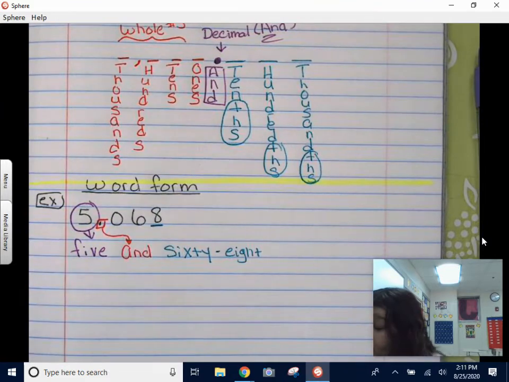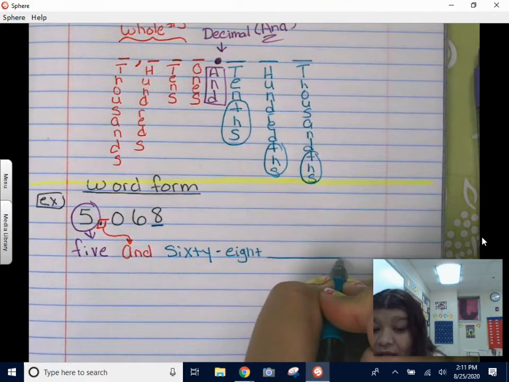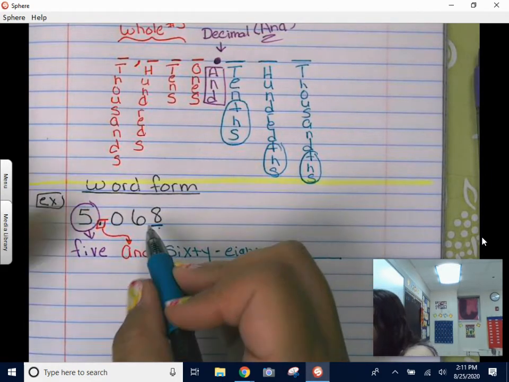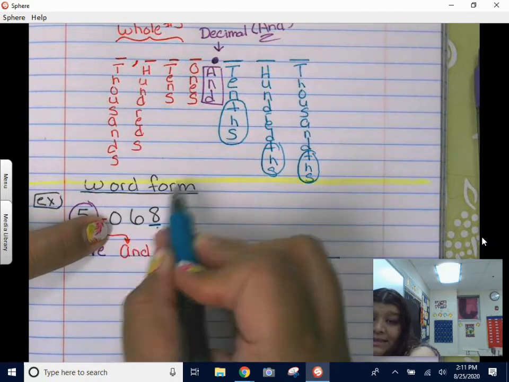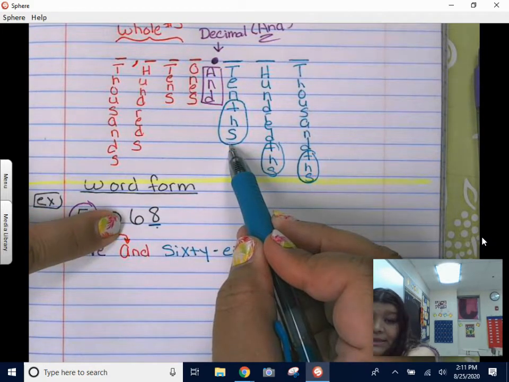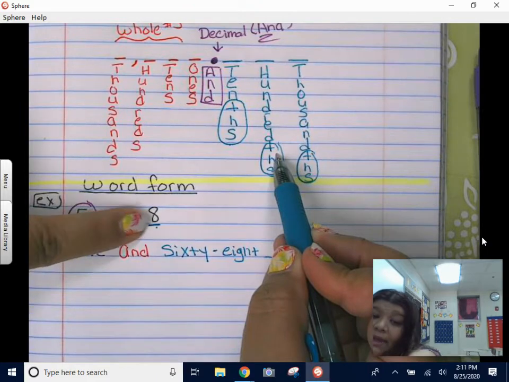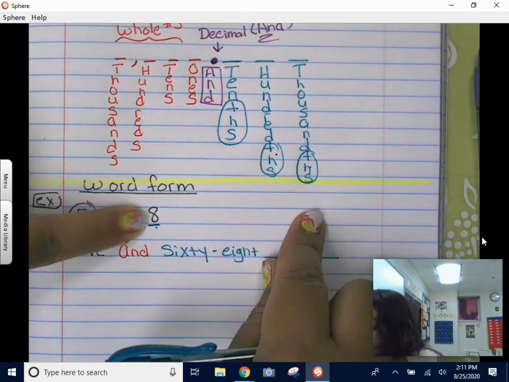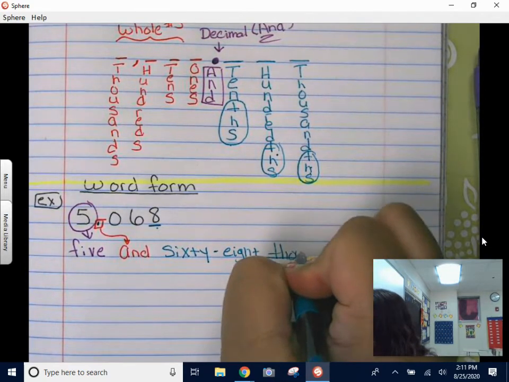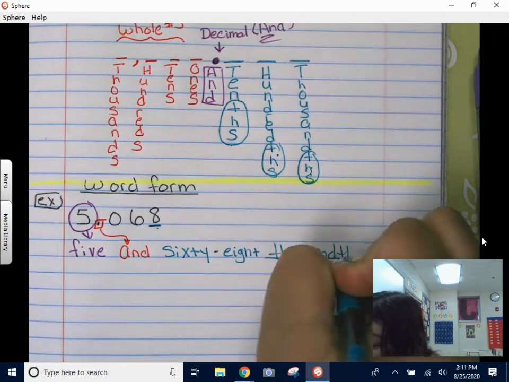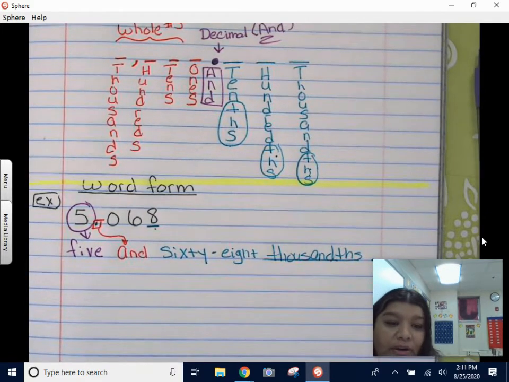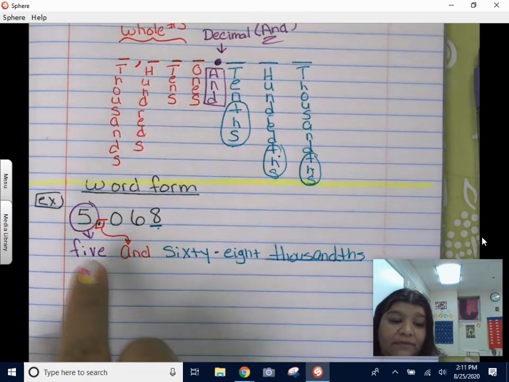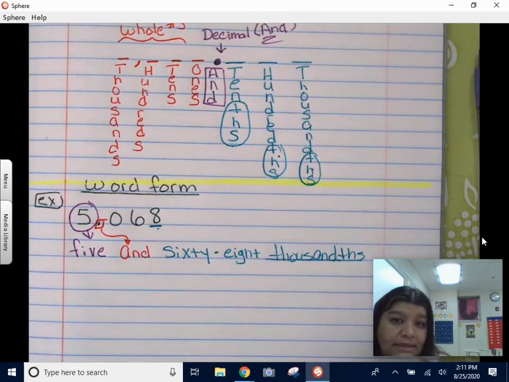Now your job is to figure out what is the place value of this digit. Here's my place value chart to help us. Okay, so let's take a look. The 0 is in the tenths. I don't need that one. The 6 is in the hundredths. I don't need that one. The 8 is in the thousandths. That is the one I need. So since the 8 is in the thousandths place, you write thousandths. And you're done. So this number written and said correctly is 5 and 68 thousandths.